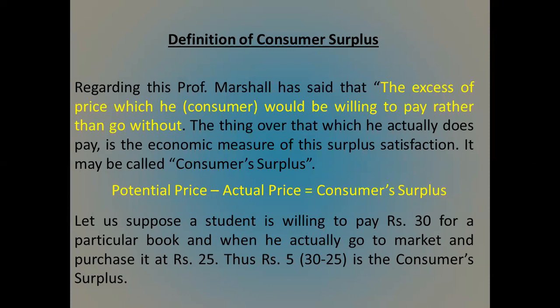Let us suppose a student is willing to pay rupees 30 for a particular book, and he can actually go to the market and purchase it for rupees 25. Thus rupees 5 is the consumer surplus.